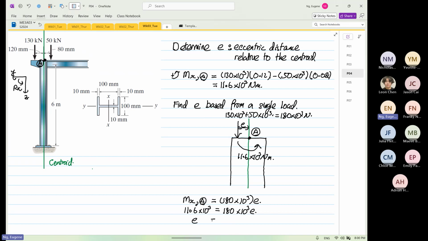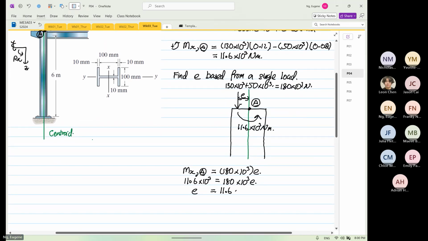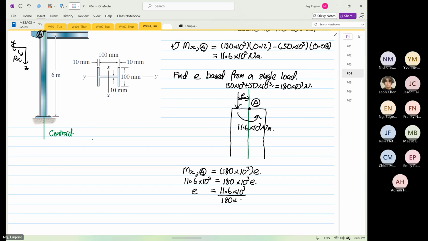So finally, E is equal to 11.6 times 10 to the power 3 divided by 180 times 10 to the power 3. So 11.6 over 180 is equal to 64.444 times 10 to the power minus 3 meters.